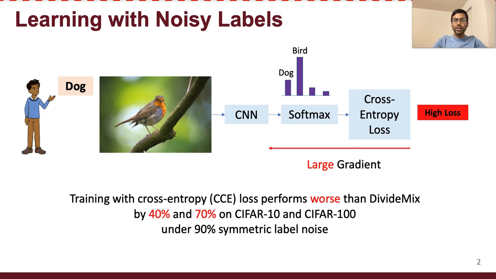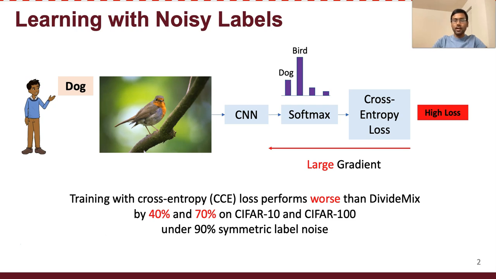Now, a common paradigm in machine learning is the empirical risk minimization framework, where we minimize some kind of risk with a loss function, which is most often the cross entropy loss. Now, as a recap, cross entropy loss is sensitive to label noise.